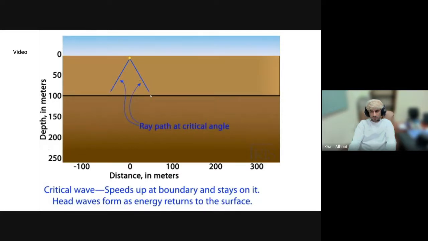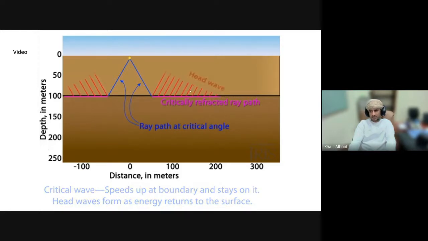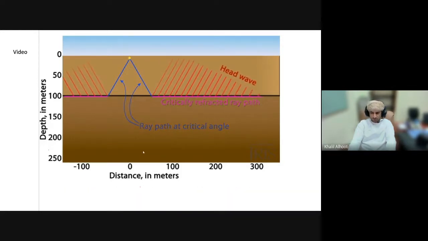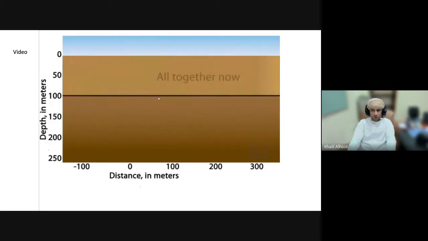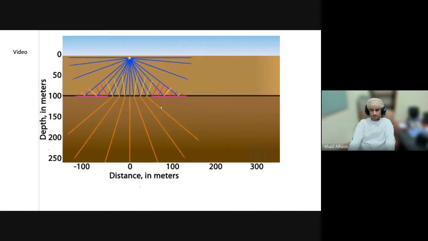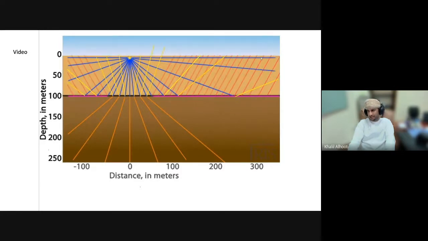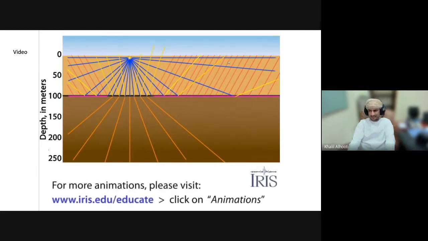So these are what we call critical. They will generate head waves. Why head waves? Because each point here is acting as a new source of energy, following Huygens' principle. If you follow one of the rays, you'll see that this head wave energy arrived earlier than the direct energy. That's the direct energy, directly arriving from source to the receiver.